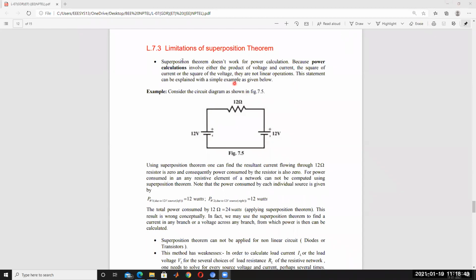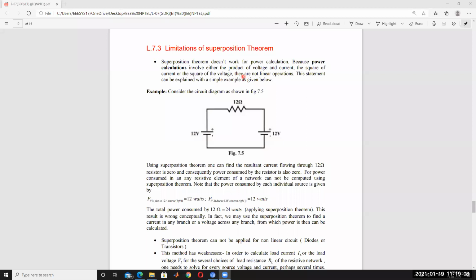Now we completed the limitations of the superposition theorem. Superposition theorem does not work for power calculations, because power calculations involve either the product of voltage and current, the square of the current, or the square of the voltage, that is I square or V square. Power is equal to I square R, power is equal to V square by R. The I square term is nothing but non-linear. Am I right, Anna?